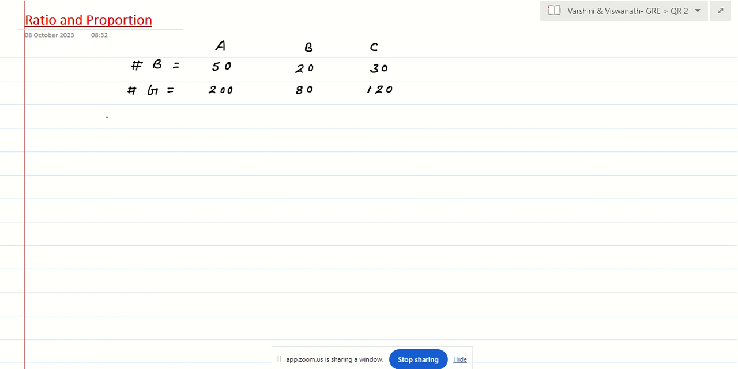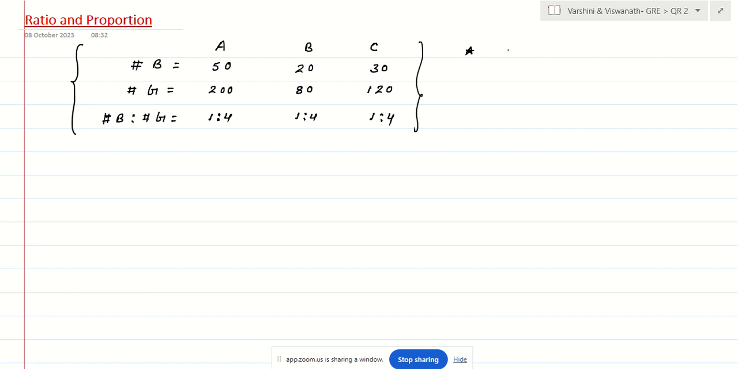If I tell you to find out the ratio of boys to girls, what should be the ratio? Can I say it is 1 is to 4? Same thing here, 1 is to 4, and same thing here, 1 is to 4. Through this example, what do you understand the meaning of ratio? What is the first point?